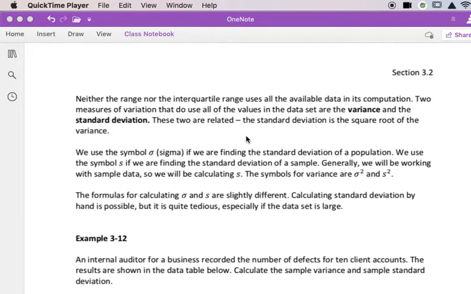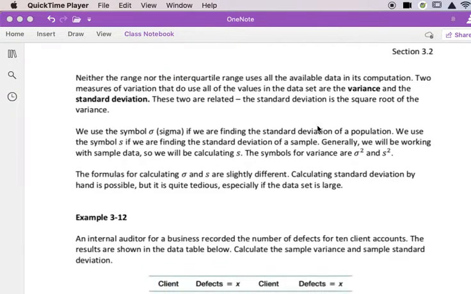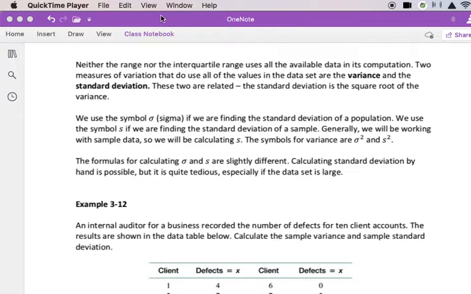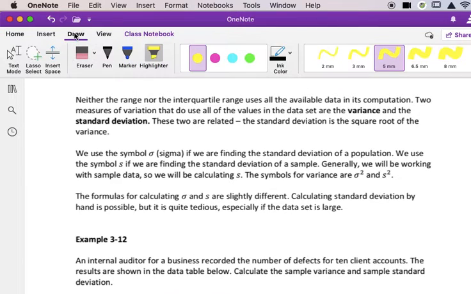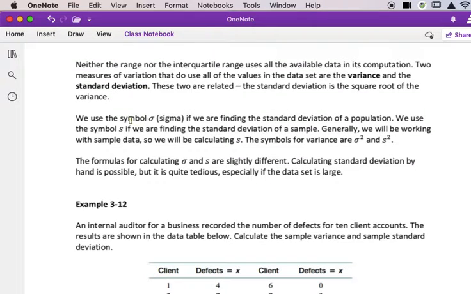Variance and standard deviation are related. Standard deviation is the square root of the variance. So again, we have two symbols, just like we had for mean. One is sigma. We use sigma when we're talking about a population standard deviation. And the other one is S, which we use if we're talking about the standard deviation of a sample.